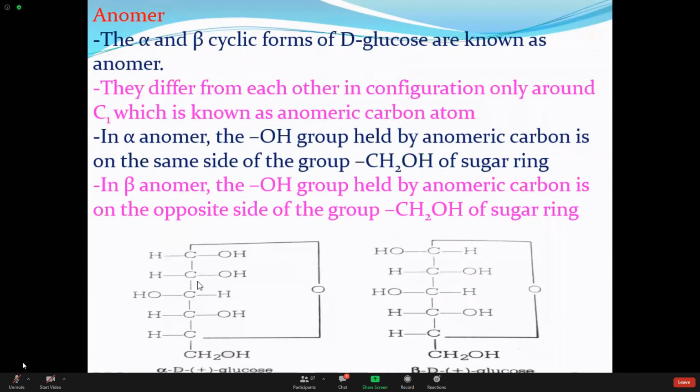So have a look at the picture. That's what I'm telling you. This is alpha, this is beta. Here the OH group and this particular group are on the same side. So this is alpha. Here this OH is attached to the anomeric carbon atom. This one and this one are on opposite sides. That's why it is beta. But for example, look at slide number 19. No, don't worry about the example. You should know how alpha and beta are differentiated, why one is called alpha and why the other is called beta. Only this you should know.